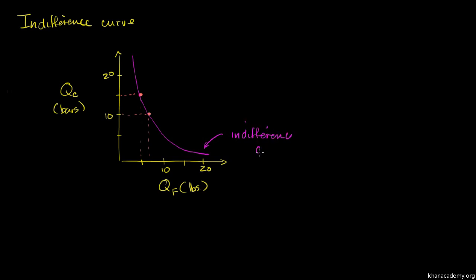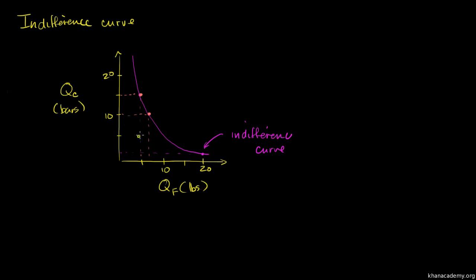Now obviously if I go all over here, 20 pounds of fruit and, I don't know, that looks like about 2 bars of chocolate, to me that's the same utility based on my preferences as where I started off. So if someone just swapped everything out, I would just shrug my shoulders and say, yeah, no big deal. I wouldn't be happy, I wouldn't be sad. I am indifferent.